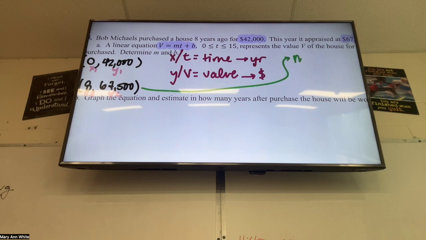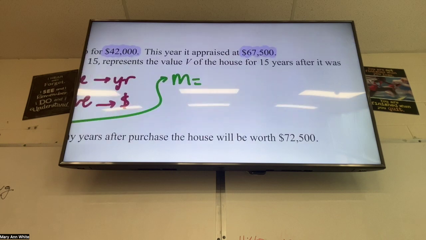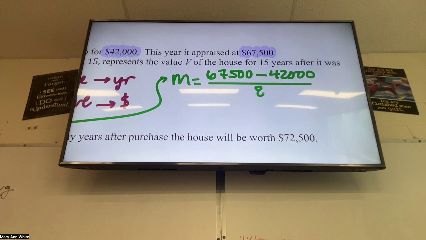We'll jump over here and we'll say slope is equal to 67,500 minus 42,000 over 8 minus 0. The only thing I really want to make sure you're aware of is keep track of all your zeros. When we're doing 42,000, it's really easy to lose a 0 here and there. So make sure you've got all your zeros with you.